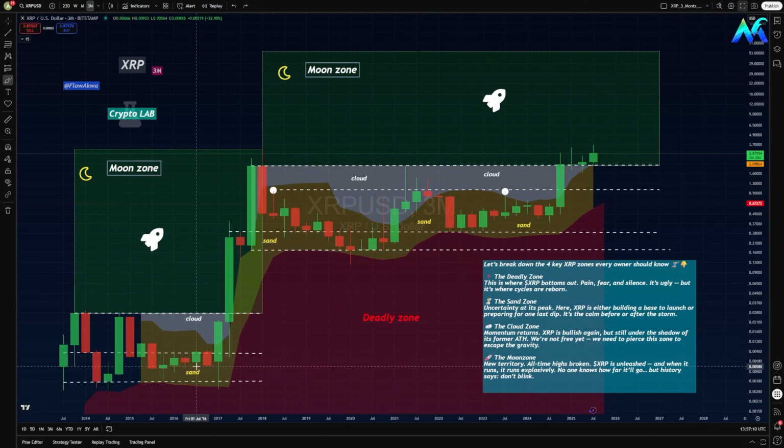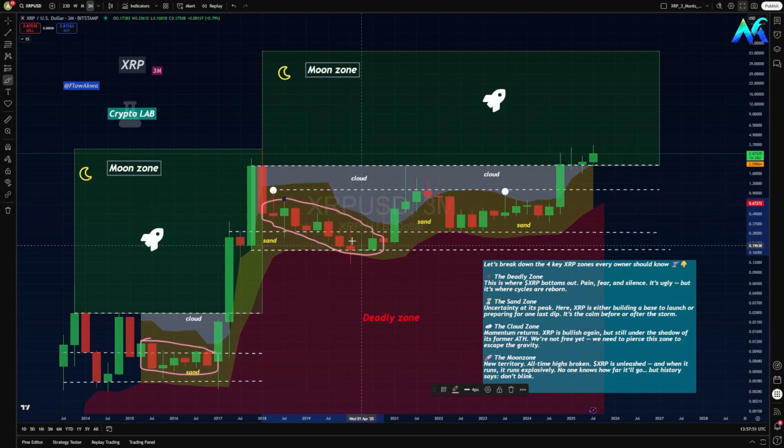Then you have the sand in yellow. And here also, this is a key zone for XRP. This is where you have the most indecision in the market. You will find people saying that XRP will go up, for example, during those bear phases, and people saying that XRP will go down. And this causes a lot of confusion. That's why we could say that the sand zone is also a confusion zone, because this is a zone where XRP will go to a new bottom before going to the cloud again.